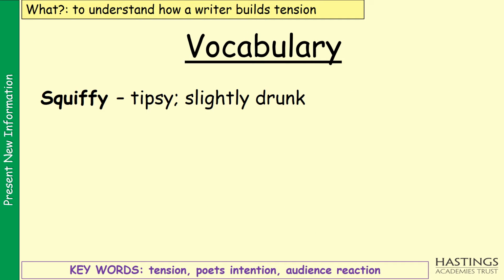So the only vocabulary I want to look at today for this scene that we're going to be reading is the word squiffy, which means tipsy or slightly drunk. I think all the other vocabulary you should be okay with today. You can write that one down if you need to remember it.